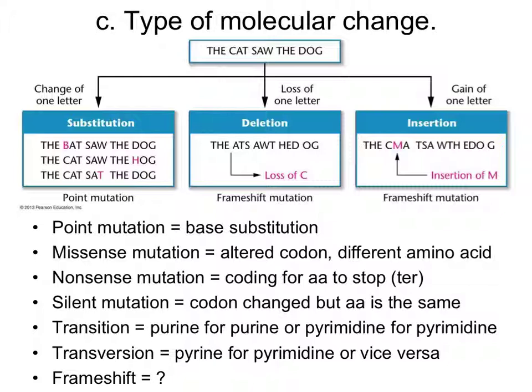A transition mutation means that you're swapping a purine for a purine, or a pyrimidine for a pyrimidine. So purines are the adenines and guanines. So maybe you had an adenine at one position and you swap in a guanine instead. That would be a transition mutation. That's different from a transversion mutation, where you swap a purine for a pyrimidine or a pyrimidine for a purine. And notice that that's spelled wrong. It should be purine.